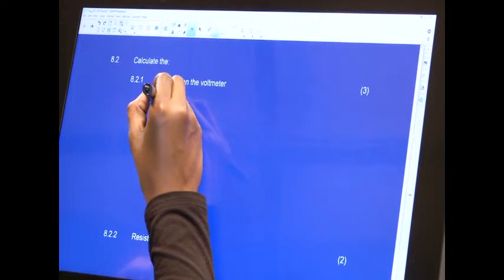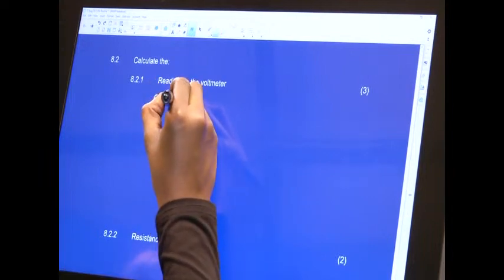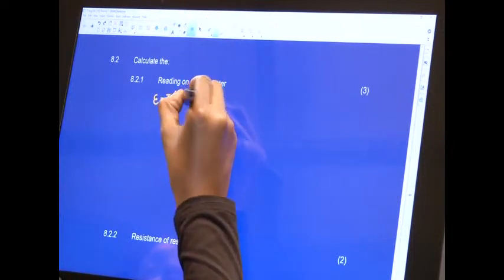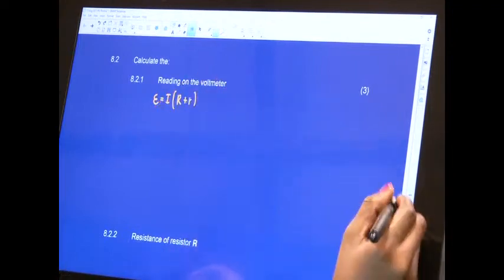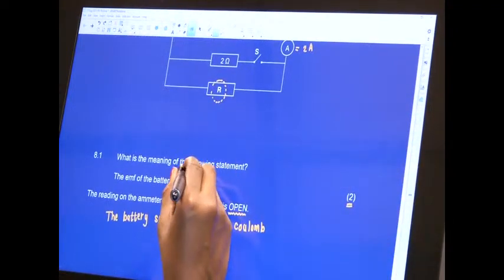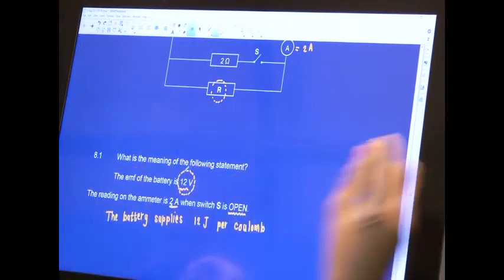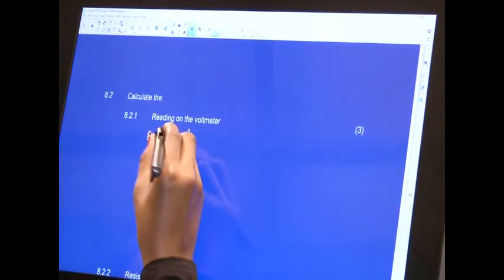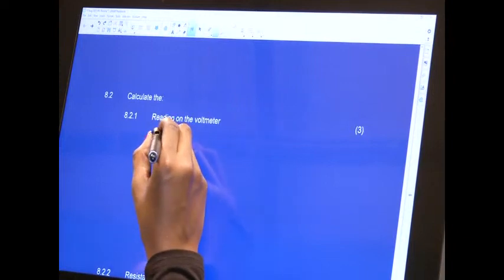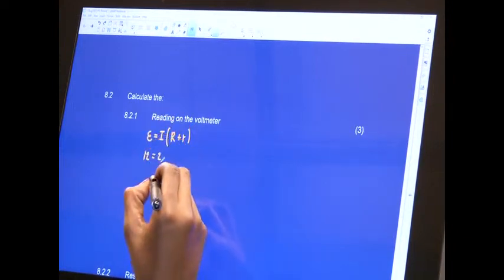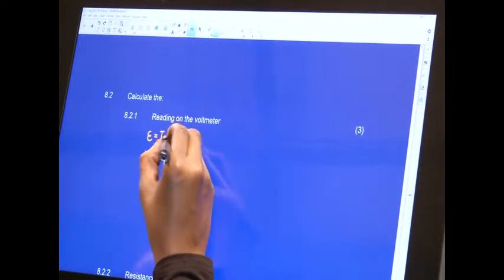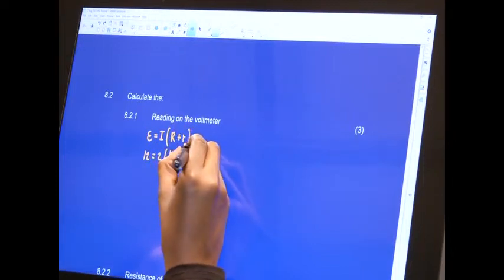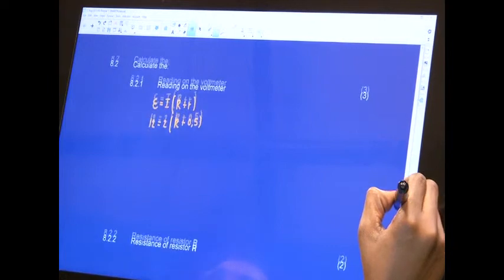So I'm going to use the formula E is equal to I, bracket, and then I'm going to have capital R plus small r for internal resistance. I am told that my battery has an EMF of 12. That's what the statement was telling me, that the battery supplies 12 joules per coulomb. So that will then be 12. I am told that my I is 2. My R is very unknown, so I'm going to keep that as R plus my internal resistance, which is then 0.5.